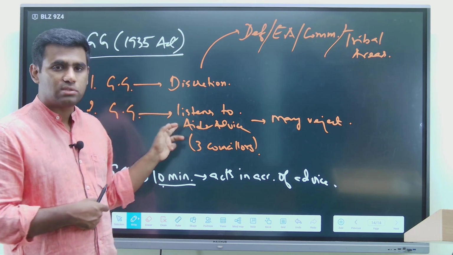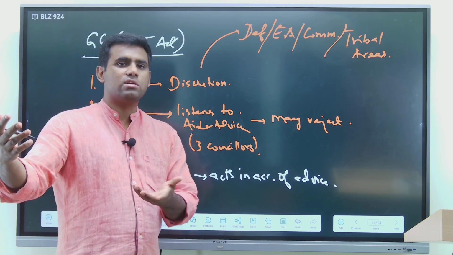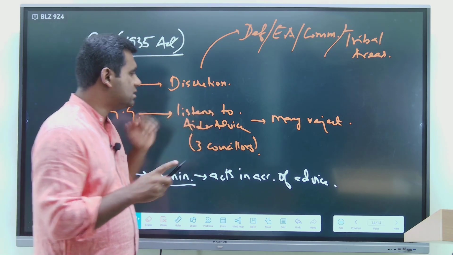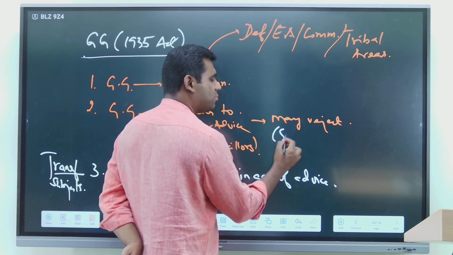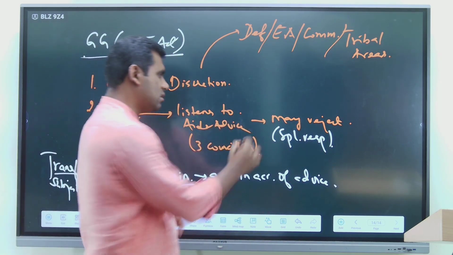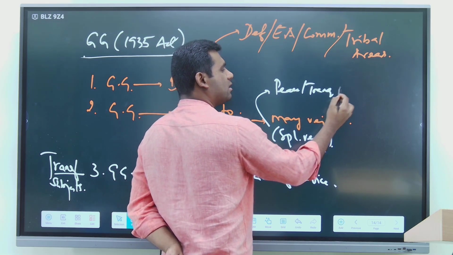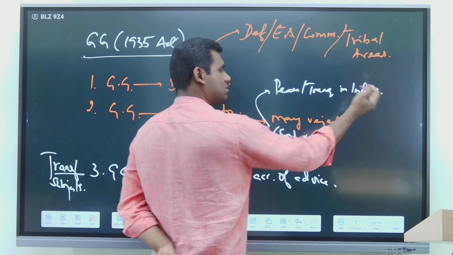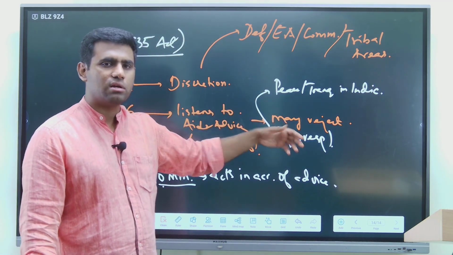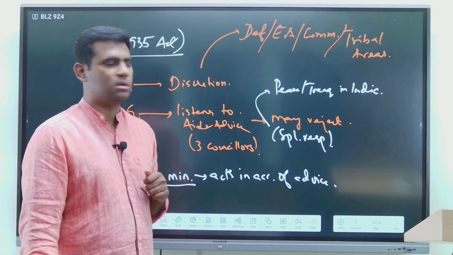And then there are subjects where he listens to his ministers, but he may choose whether to accept their advice or just turn a blind eye to the advice given. These subjects are called the special responsibilities of the Governor General. What are these special responsibilities? It's about maintaining peace and tranquility in India, basically home affairs, maintaining internal law and order. That's a function where the Governor General may even discard the advice given by his 3 councillors.